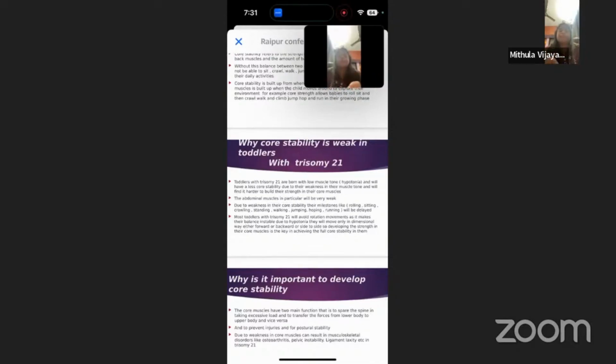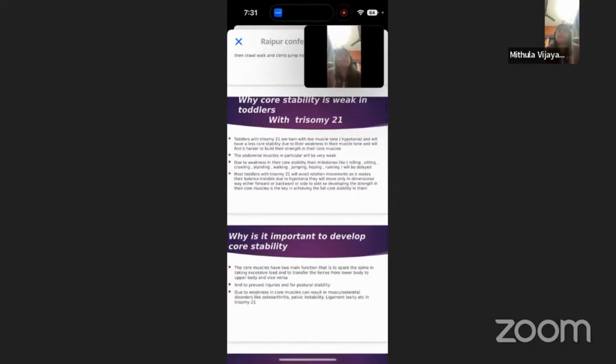Due to weakness in the core stability, their milestones like neck control, rolling, sitting, crawling, standing, walking, jumping, hopping, and running will be delayed. Most toddlers with trisomy 21 will avoid rotation movements due to their low muscle tone, that is hypotonia, and they will either move in one dimension, that is backward or forward movements, or side to side, to develop strength in their core muscles.